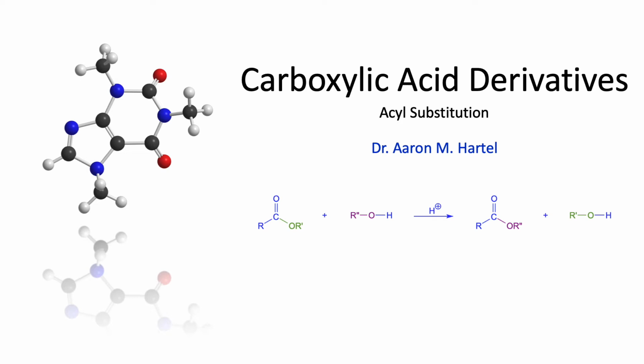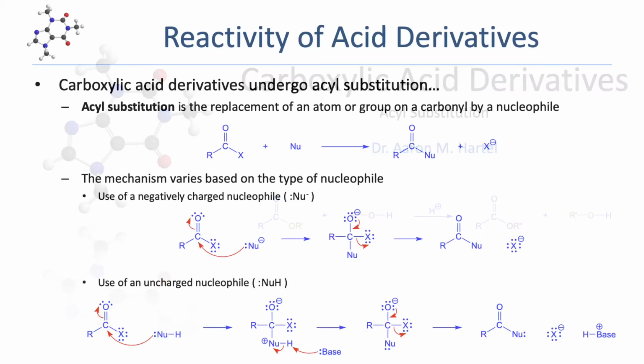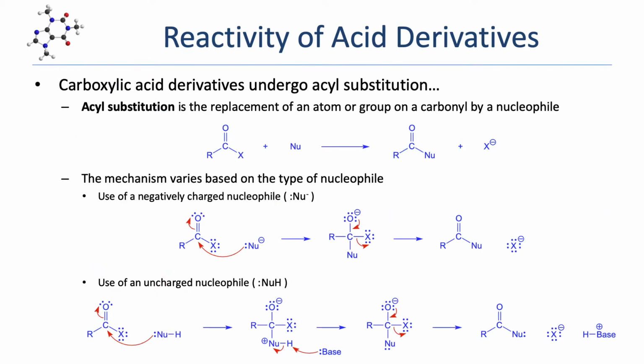In this lesson, we're going to explore acyl substitutions, the reactions of carboxylic acids and acid derivatives. Carboxylic acid derivatives undergo acyl substitution, which is the replacement of an atom or a group attached to the carbonyl by a nucleophile. With the exception of nitriles, all carboxylic acid derivatives have an electronegative atom directly bonded to the carbonyl. As you can see in this general example, the electronegative atom can serve as a leaving group and can be replaced by a nucleophile in a substitution reaction.